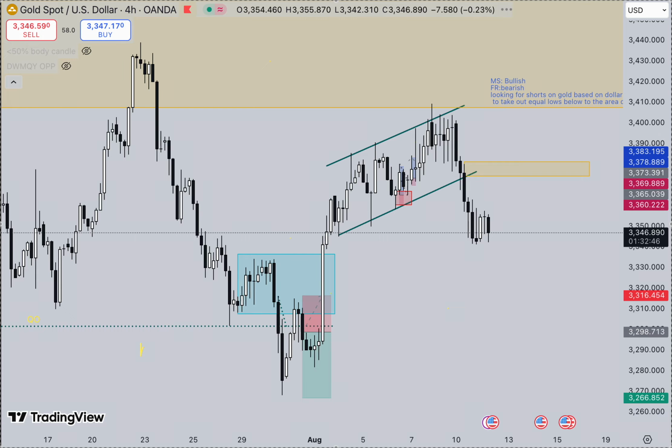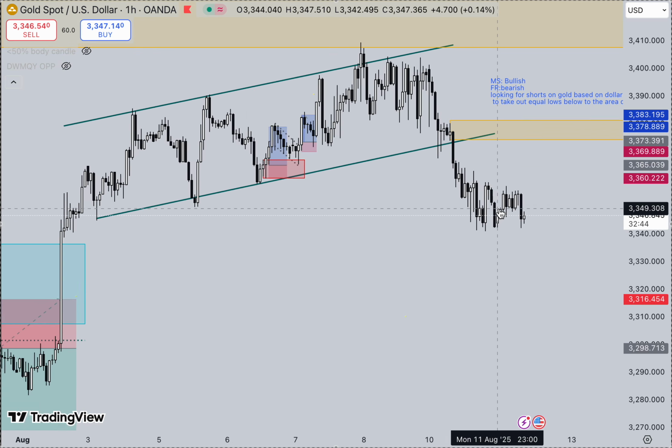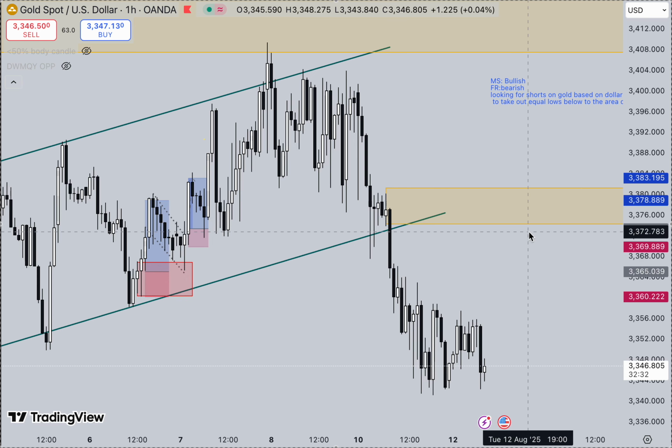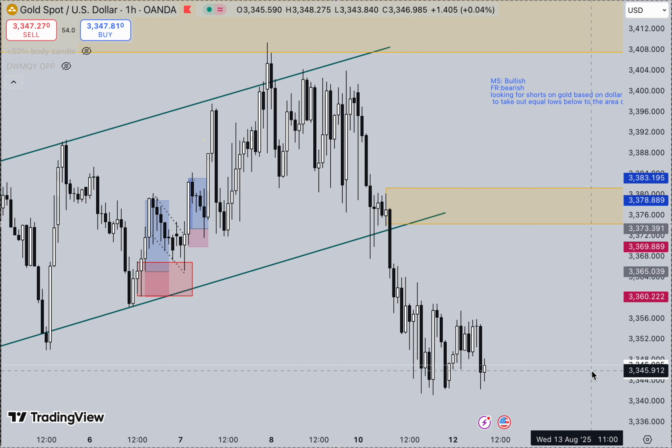Okay, so we can go to the 1 hour time frame. So here, what do we have? We have this imbalance, right? And then we also have these descending highs, which can be liquidity. We grab this liquidity, get a change of character, and then a further move downward towards the end of the week. Let's see how that goes.